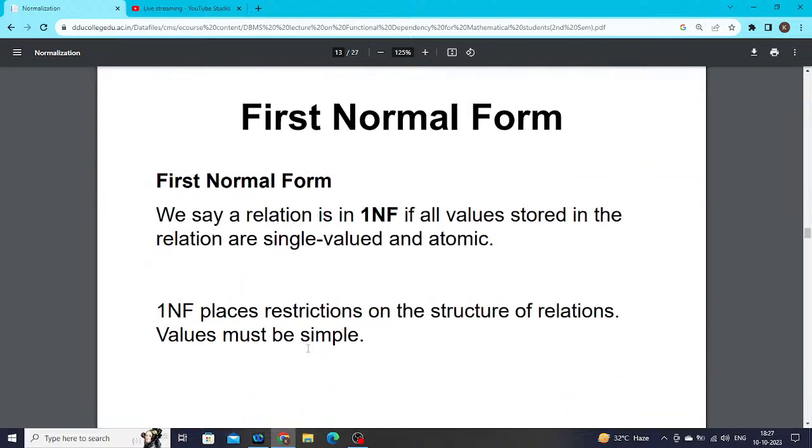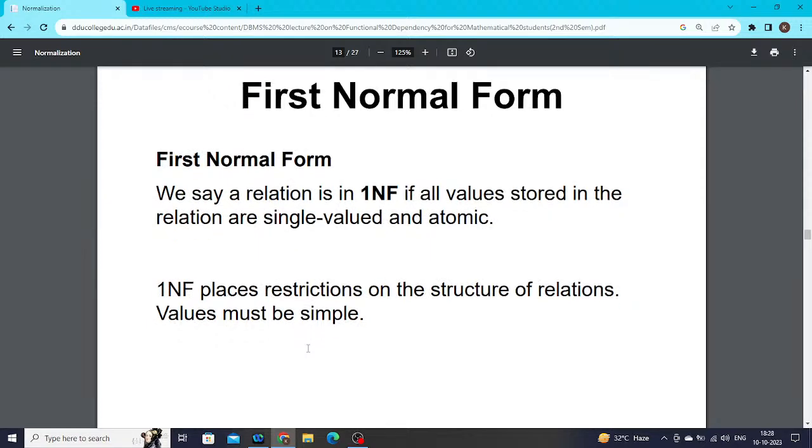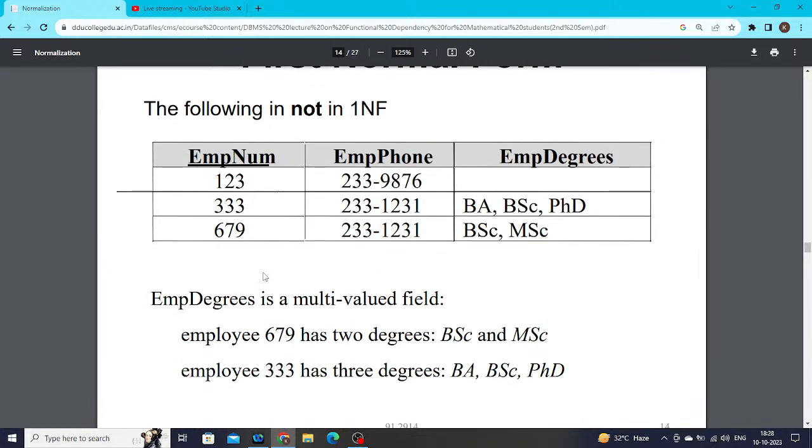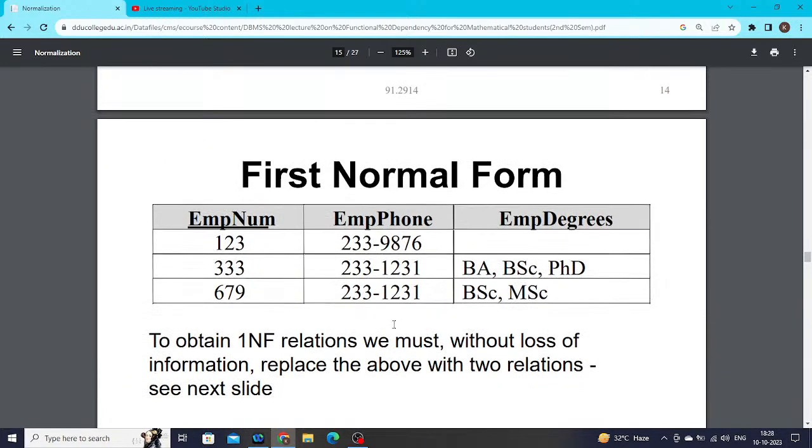First normal form: we say a relation is in first NF if all values stored in a relation are single valued and atomic. We do not keep redundancy here, because this is the uniqueness of your data. First NF places a restriction on the structure of a relation: values must be simple. So first normal form is simple, like 1, 2, 3, 4. This is conflicting, because in this table we see there is a multi-valued field. So this is not correct, and we have to normalize this.